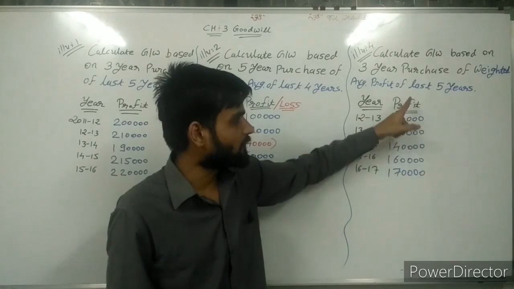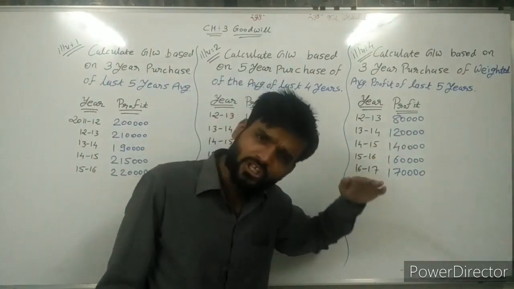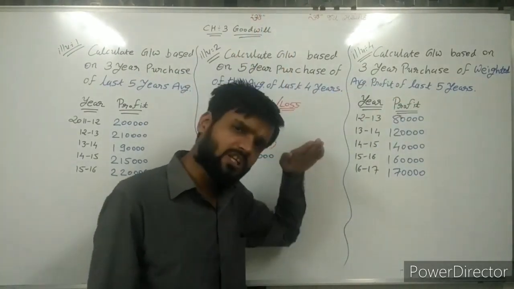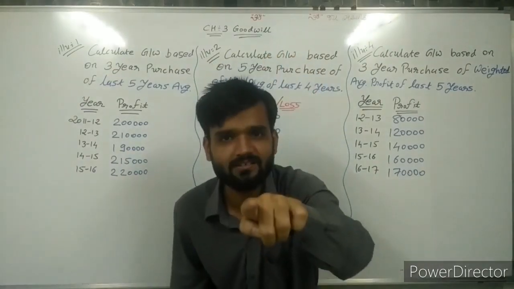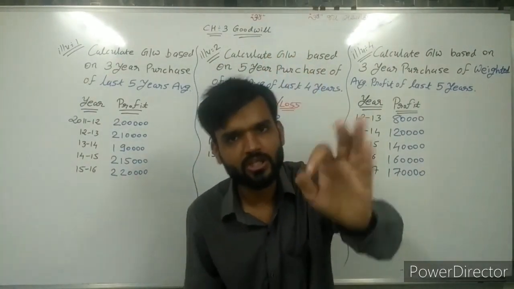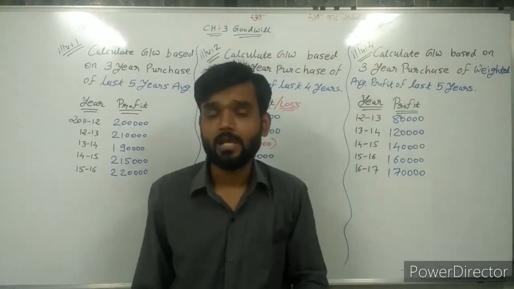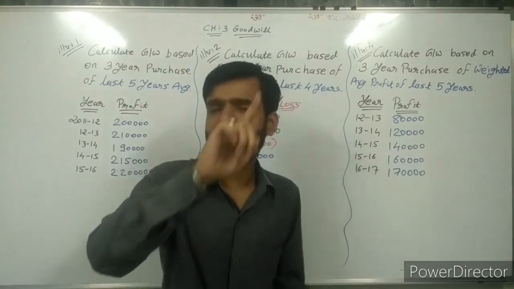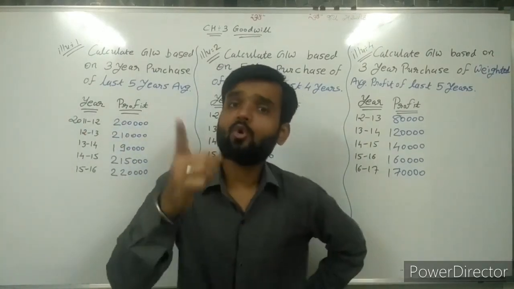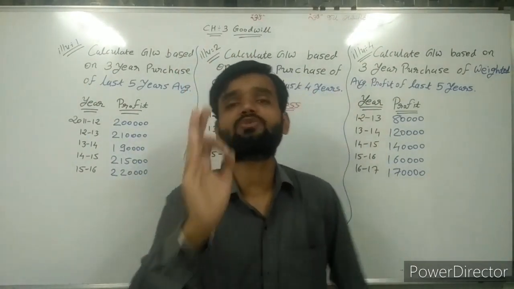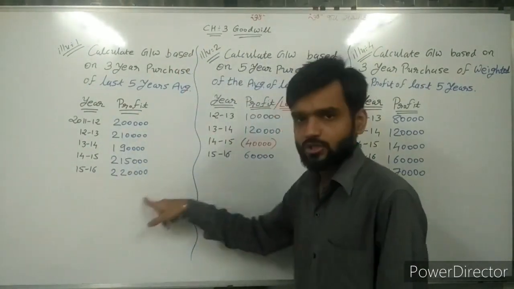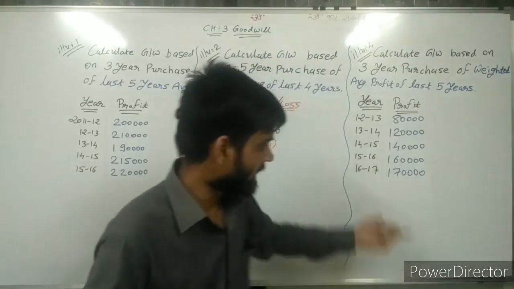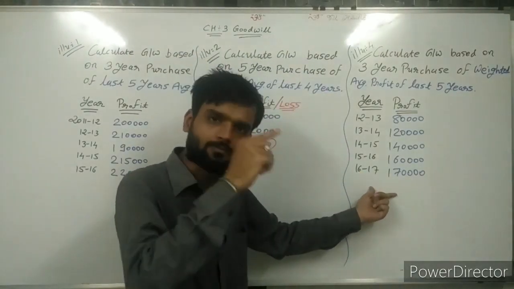If the profit of the firm is only increasing every year, then weight should be given to that particular firm. And if profit is not continuously increasing, we cannot give weight. At that time we have to use the simple average method. So for these two firms we cannot give weight, and in the third situation we can give weight.